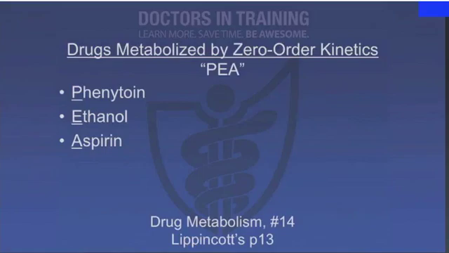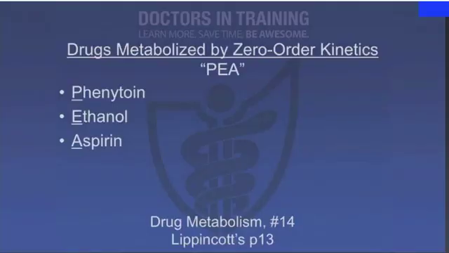Phenytoin is a drug used for seizures. Ethanol is alcohol. You all know what that is. And aspirin, of course. So the mnemonic for this is PEA. And you can remember it because a P is round. It's like a zero. So that's zero-order kinetics. So the three drugs that are notably metabolized using zero-order kinetics are phenytoin, ethanol, and aspirin.